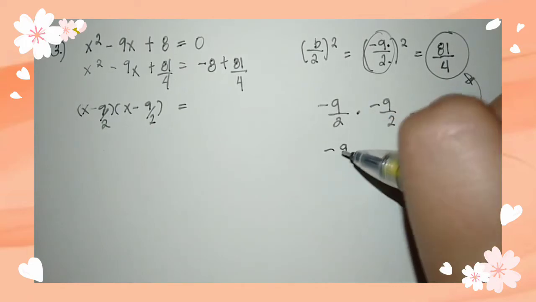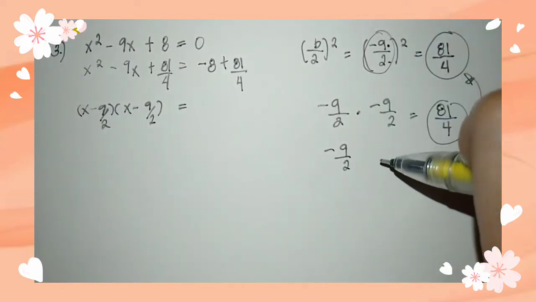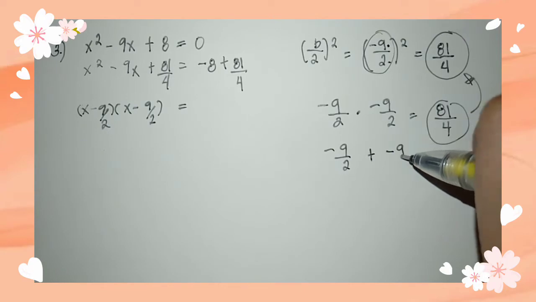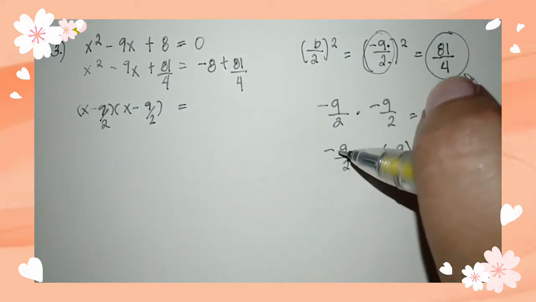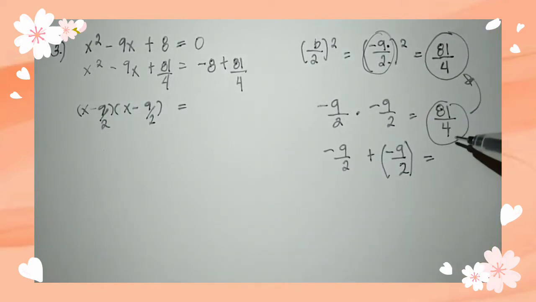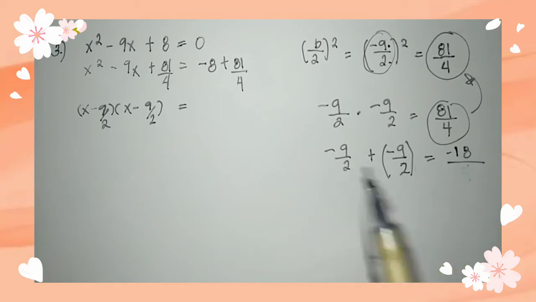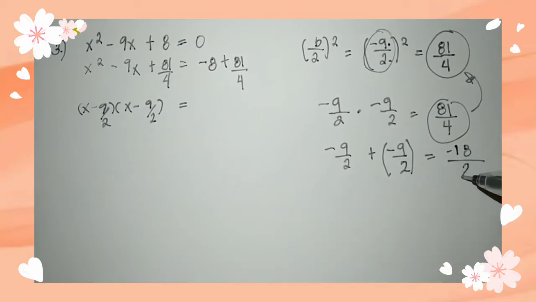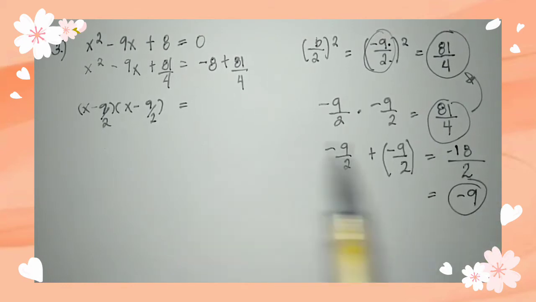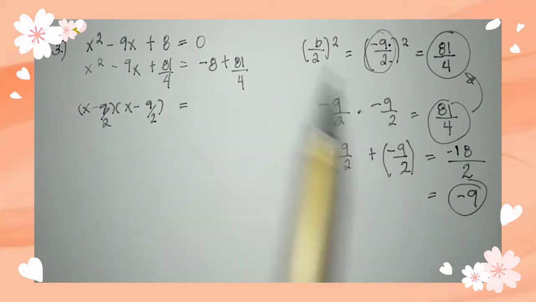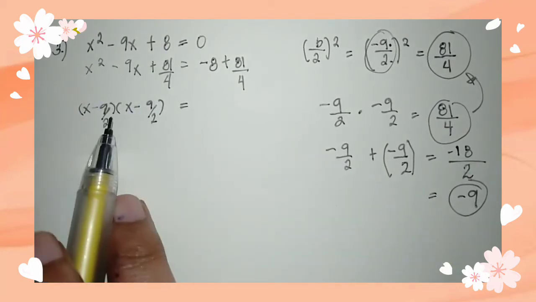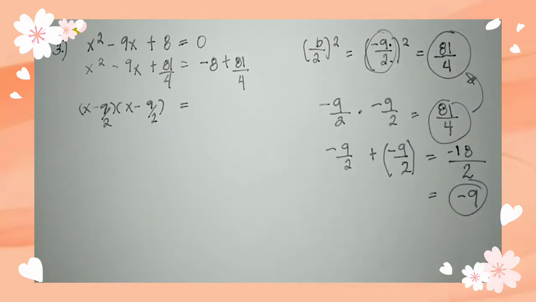And then, negative 9 half plus negative 9 half is equal to negative 9 minus 9 is negative 18 over, and since this is addition, ikakopy lang natin si denominator which is 2. Alright? So, negative 18 divided by 2 is equal to negative 9. Tama ba siya sa second term? Yes, tama. Okay? Meaning to say, tama yung kinuha nating factor which is ito.